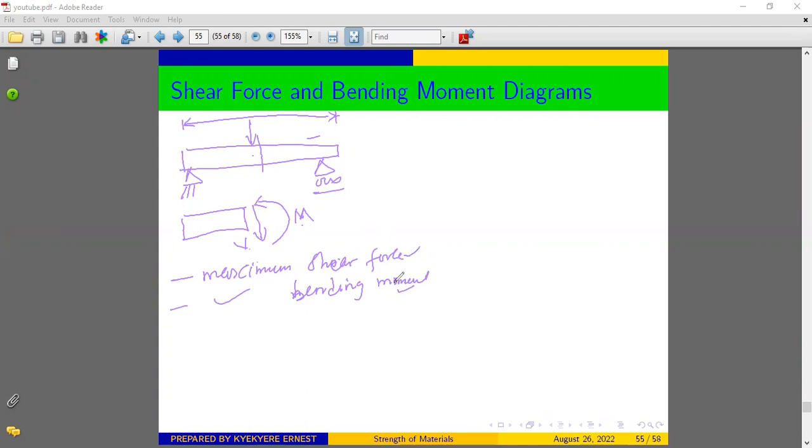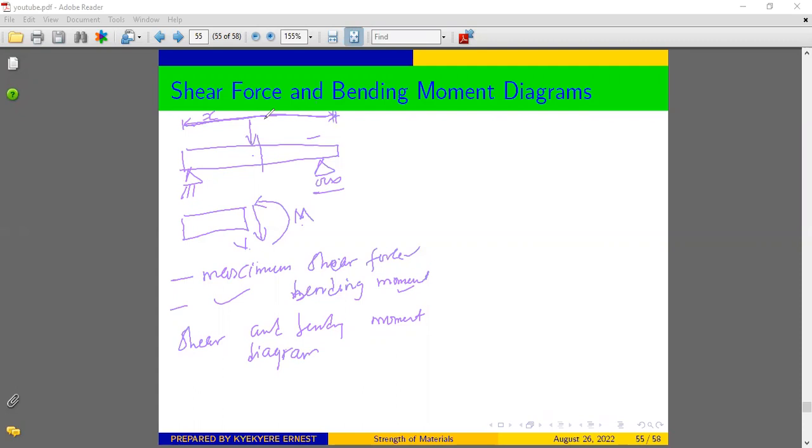Therefore, because it varies along the length of the material, we can say that the distribution is a function of x, or a function of the length. So a graphical representation which tells us how the function is distributed is what we refer to as the shear force and bending moment diagram. The bending moment diagram is a graphical representation of how the shear force and the bending moment are distributed along the length of the beam.